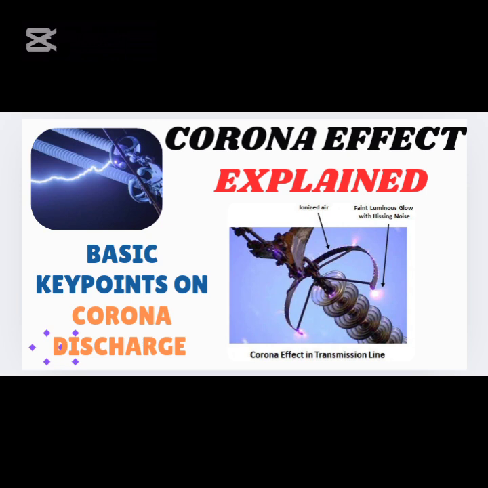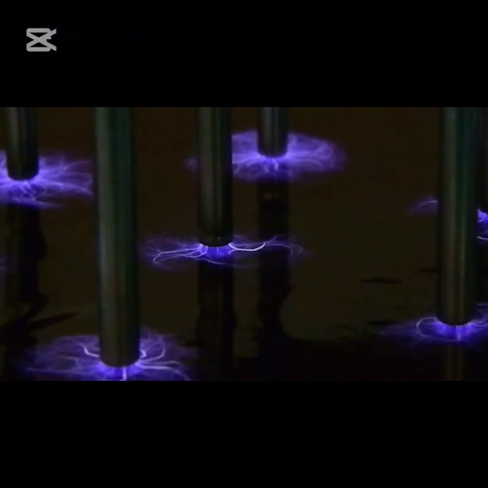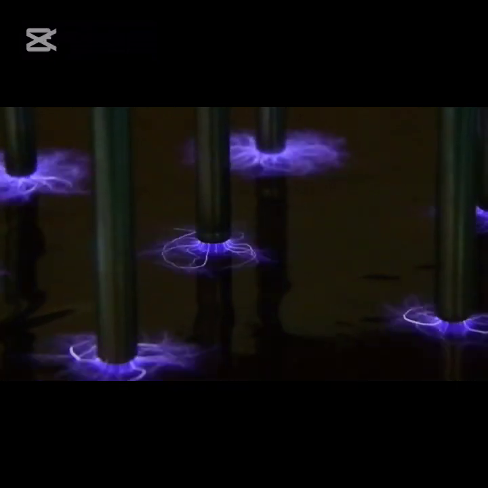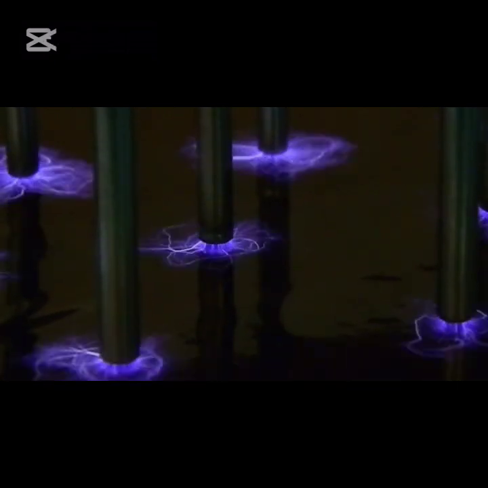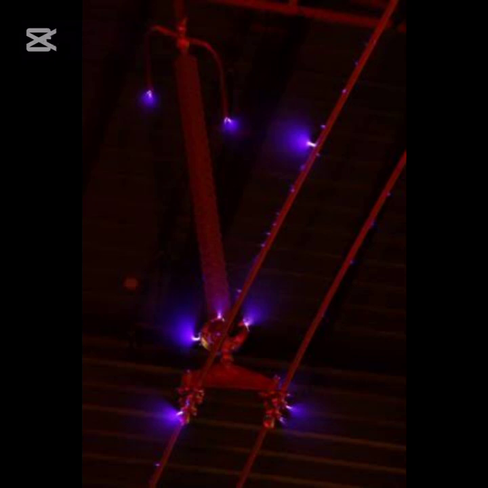Let us look at some factors affecting corona effect. The phenomenon of corona is affected by the physical state of the atmosphere, as well as by the conditions of the line. The following are the factors upon which corona depends. 1. Atmosphere. High humidity can increase the likelihood of corona discharge by reducing the air's dielectric strength. When the air is humid, the water molecules in the air can reduce the electrical insulation properties of the air, making it more susceptible to corona discharge.